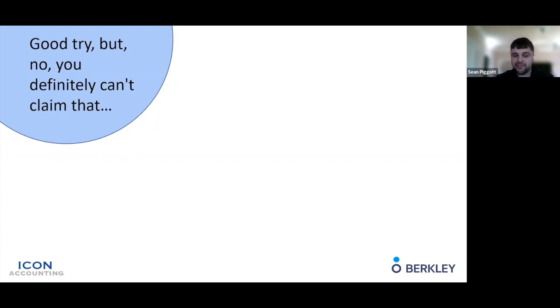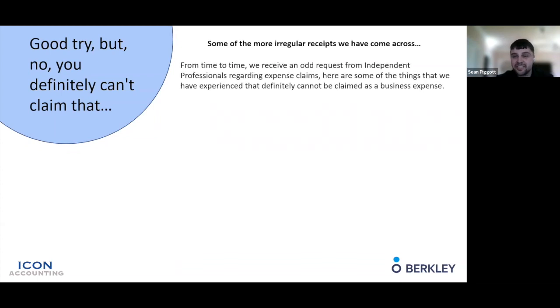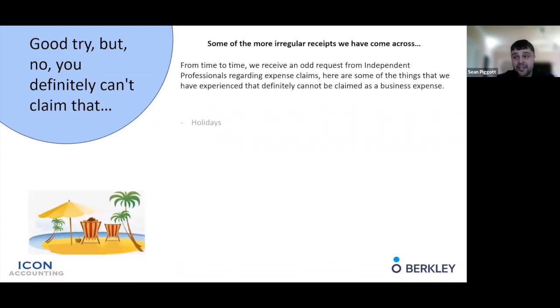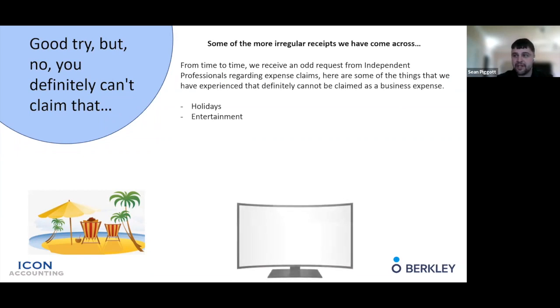So to give you a little bit of insight into some of the more inappropriate expenses that we have come across in our time, we do receive odd requests. Holidays is one of them. Entertainment purposes, too. A lot of people will say, oh yeah, but I'm meeting a client and we're going out to dinner and a nightclub, wherever it may be. Unfortunately, it's not a business expense. It can't be claimed as a business expense, even if the agenda behind going out for the meal was essentially to try and win new business. You have to keep that in mind.